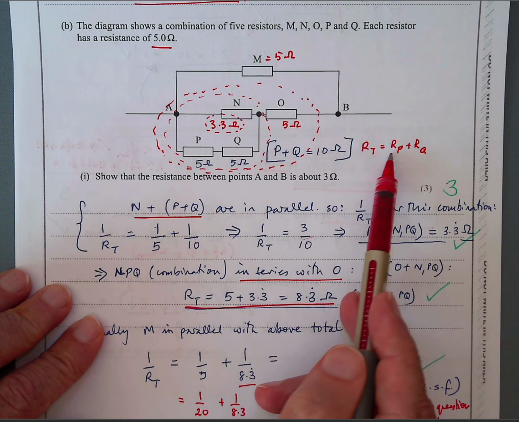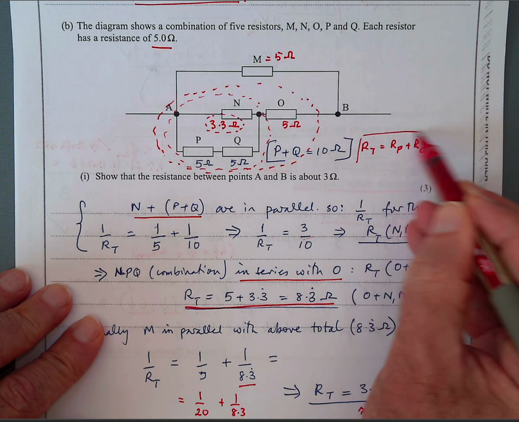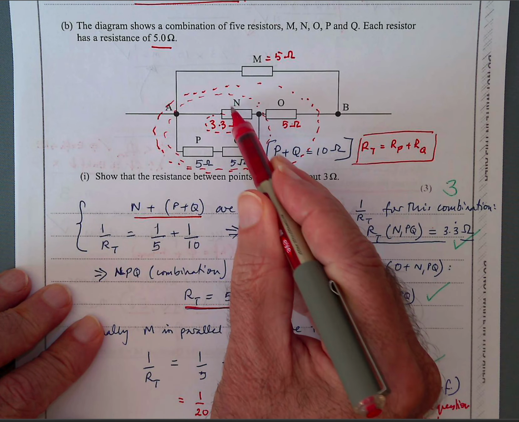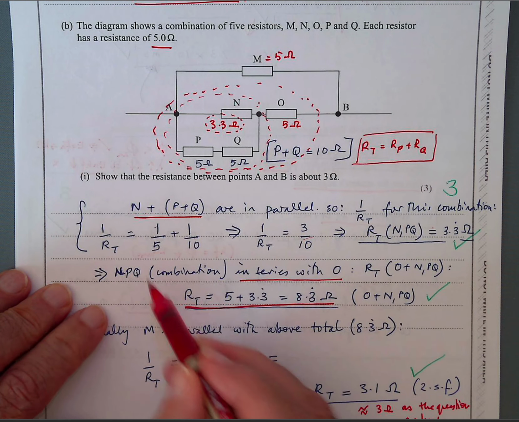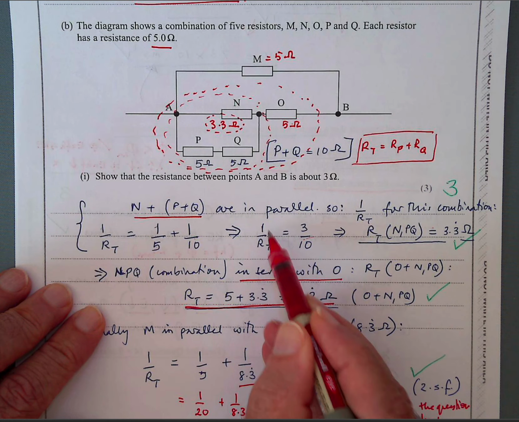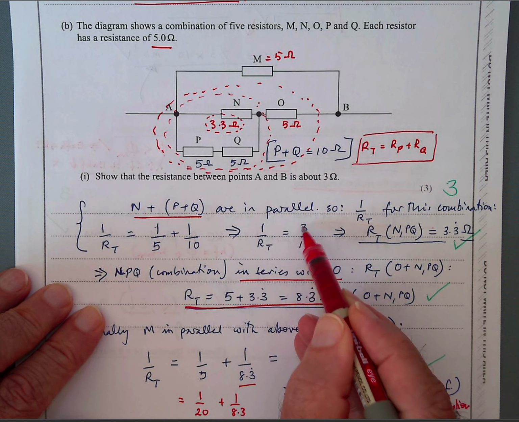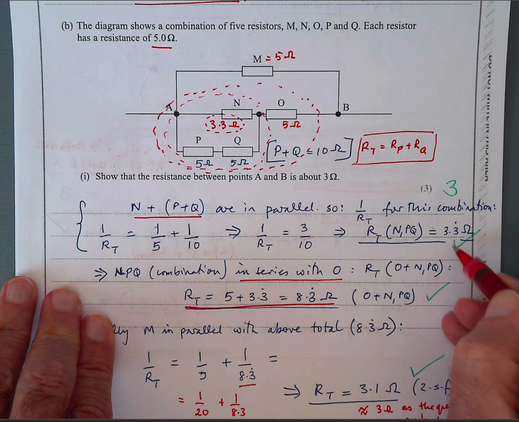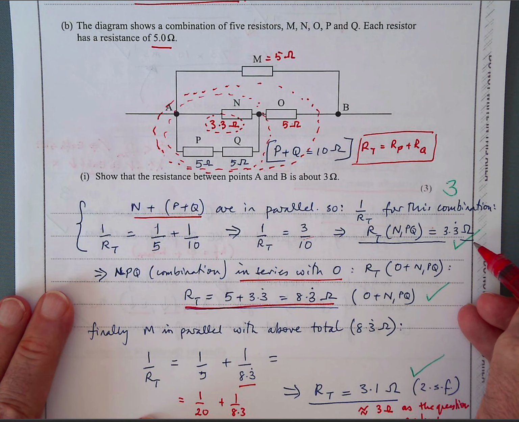So N is in parallel with P and Q. P and Q are 10 ohms because they're resistors in series. So you've got 10 ohms in parallel with N, which is 5 ohms. So the total resistance using our equation is 1 over 5 plus 1 over 10. So that gives you a fraction of 1 over RT equals 3 over 10, which gives you a value of 3.3 recurring. So that's 1 mark.